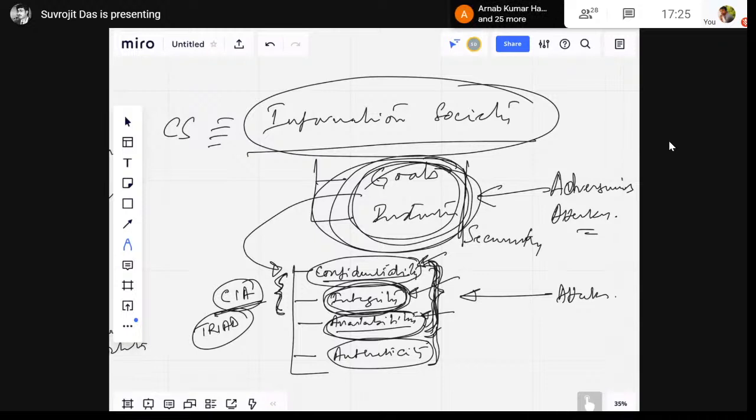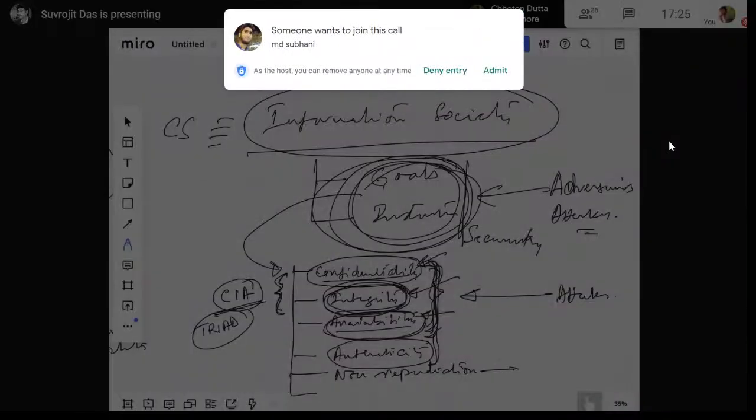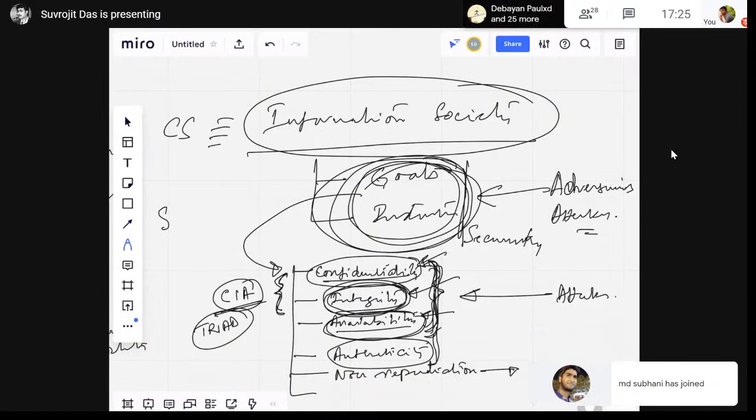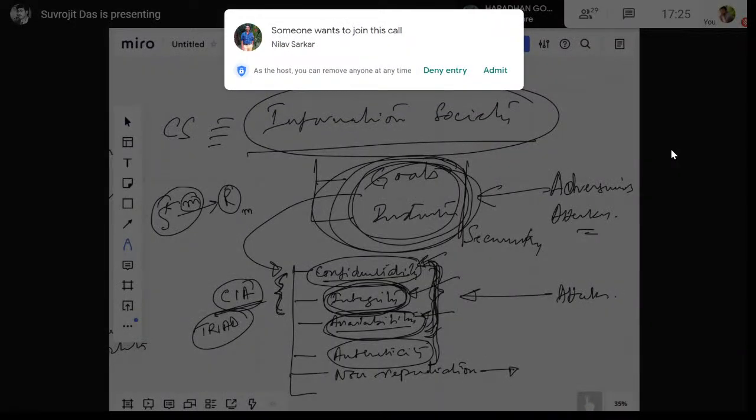And there are others also, like non-repudiation. Now this non-repudiation is a property that says that if there is a sender S who is sending a message M to receiver R, this message should be tightly bound with S in some aspect, so that when receiver R receives this message, he understands that this message was sent by sender S. This is a message from sender S. And in case of any future inquiry, the message should be proved to have originated from S. So S cannot deny that this is not the message that I had sent.